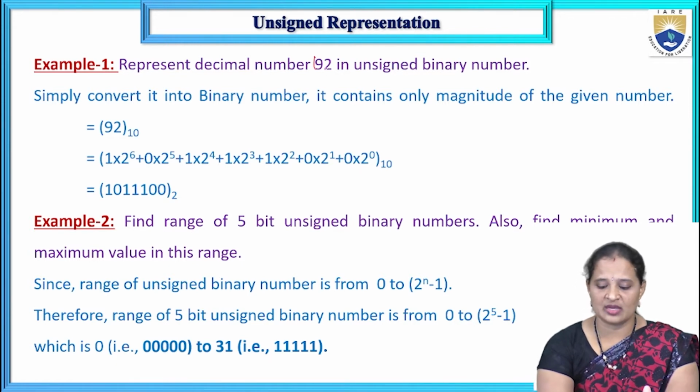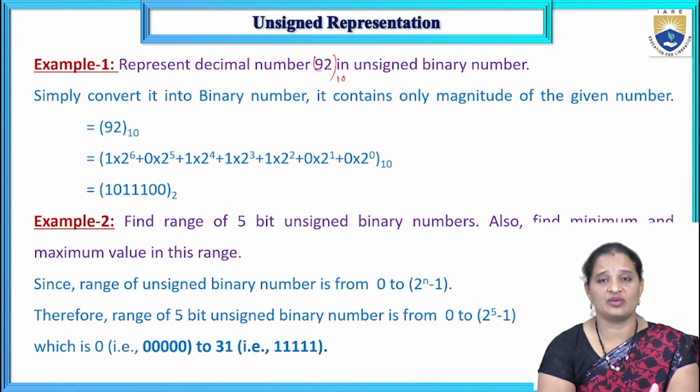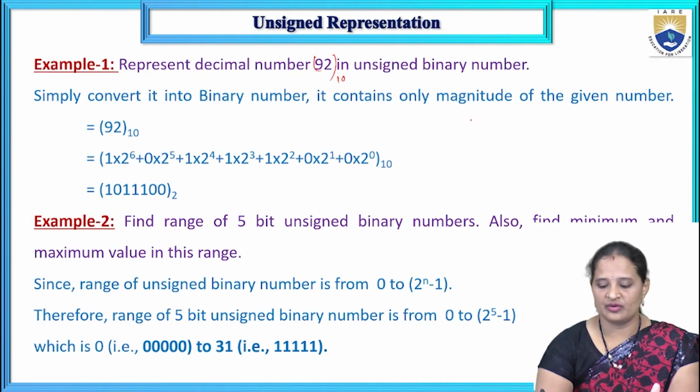Now this is a decimal number. I want to convert it into unsigned binary. So how do we convert a decimal number into binary? We already know the procedure. What is that? We have to divide this one by 2. So if you divide this one by 2, what will you get?